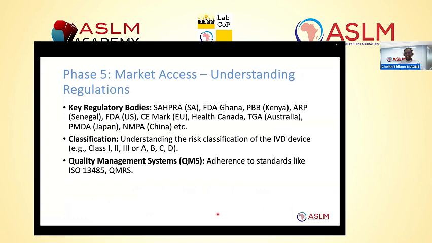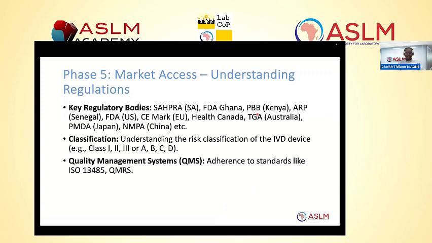Phase 5, which is the market access. The first step in accessing the market is understanding regulations. There are several regulatory bodies. For example, in Africa, we have SAHPRA in South Africa, FDA in Ghana, the Poison Board in Kenya, ARP in Senegal, we have FDA in the US, CE mark. There are many others.